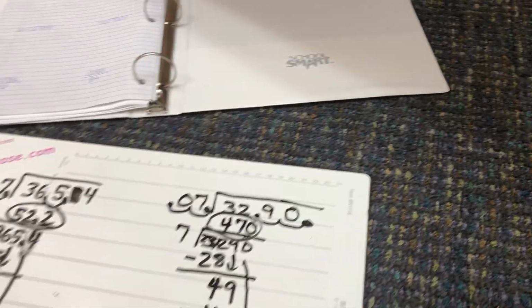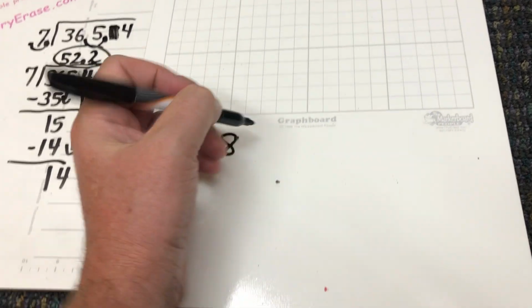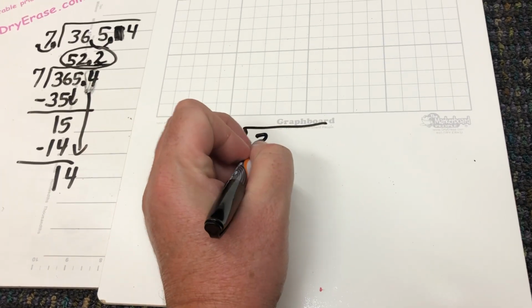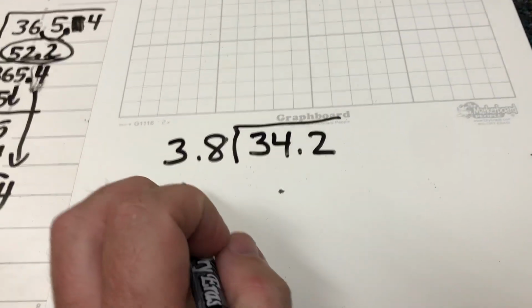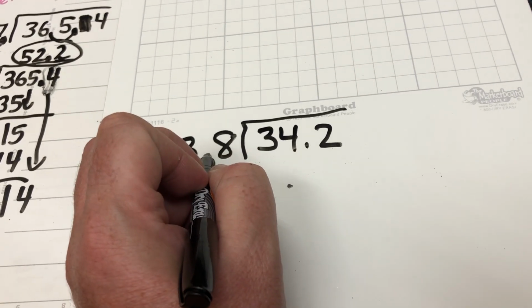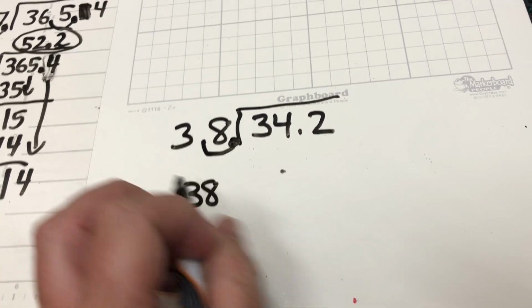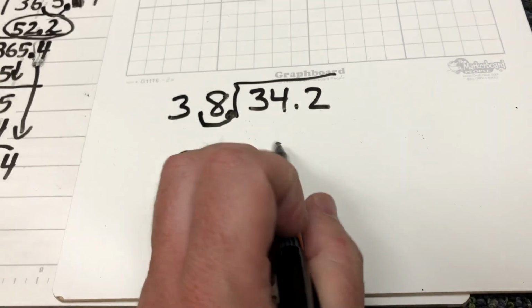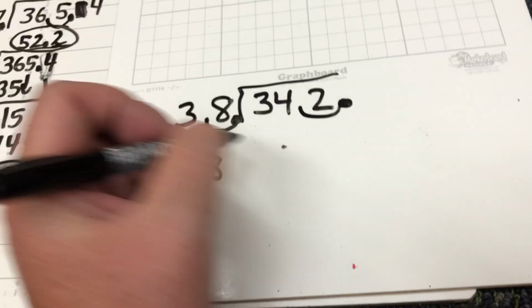All right, we're going to do one more. Let me pull the board over. The last one we're going to do is 3 and 8/10, and we're going to take that into 34.2. All right. The rule tells me to move the decimal in the divisor all the way to the right. So I'm going to take it and make that a 38. Since I moved this decimal one place, I'm going to move this decimal one place.